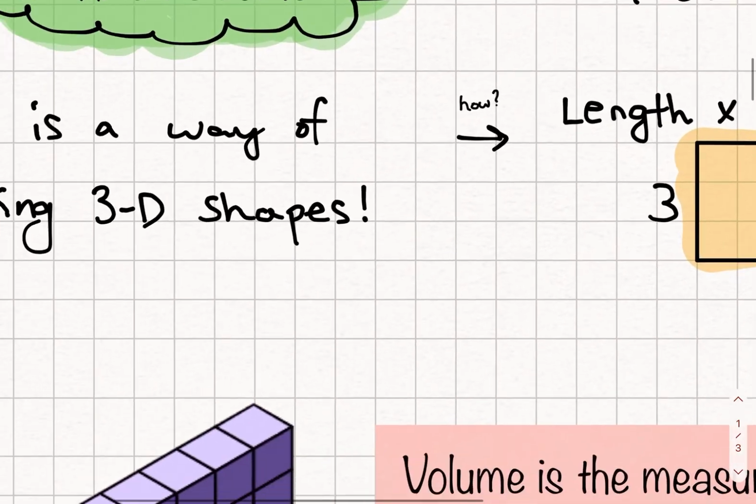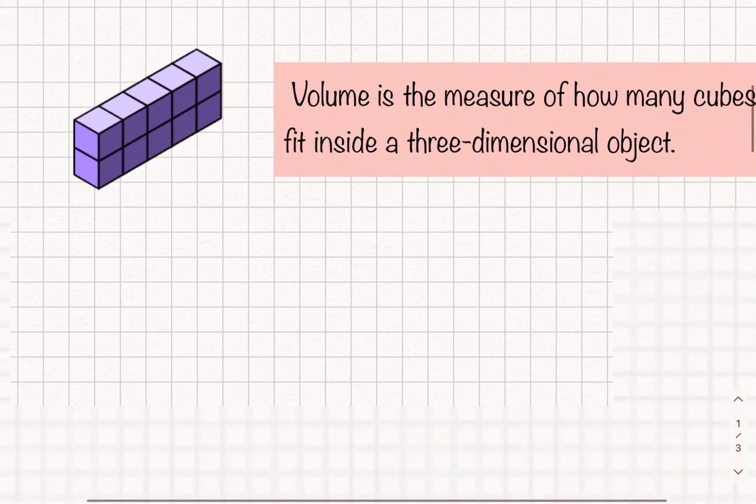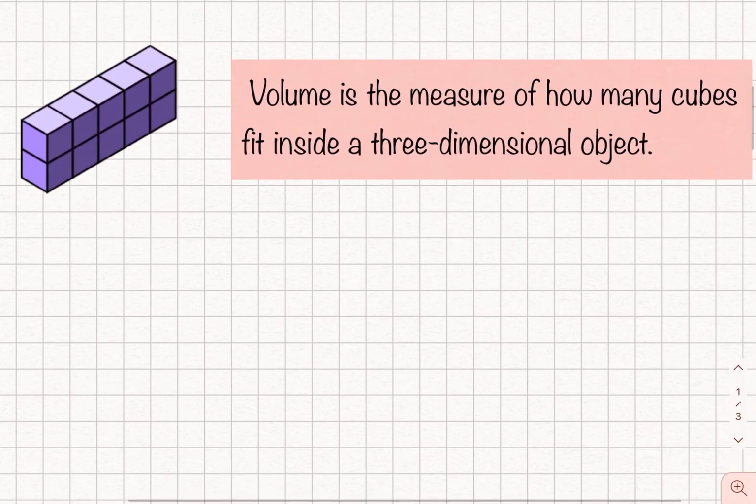But what if we're working with a three-dimensional shape like this? Well, these aren't squares, so we can't measure them like we did when we were measuring area. These aren't squares. Notice these are cubes. Rectangular prisms can be divided up into cubes, and volume is the measure of how many cubes fit inside a three-dimensional object. So now we'll be counting how many cubes fit inside.